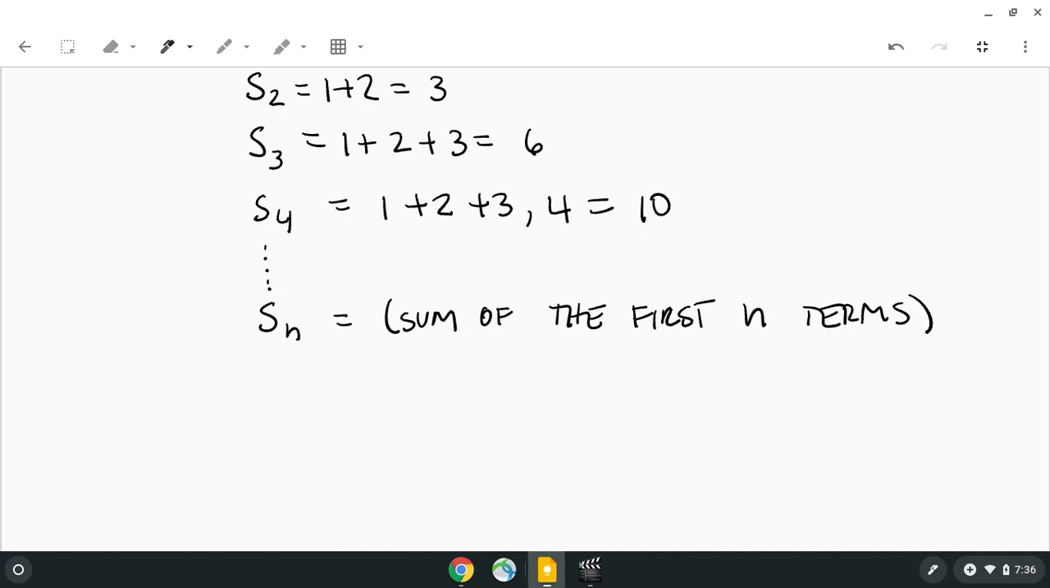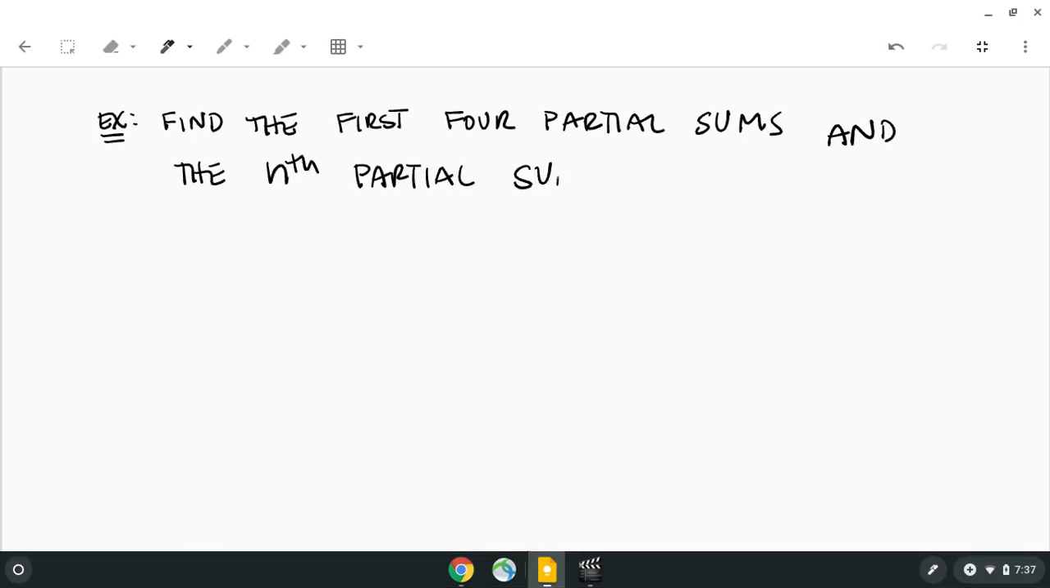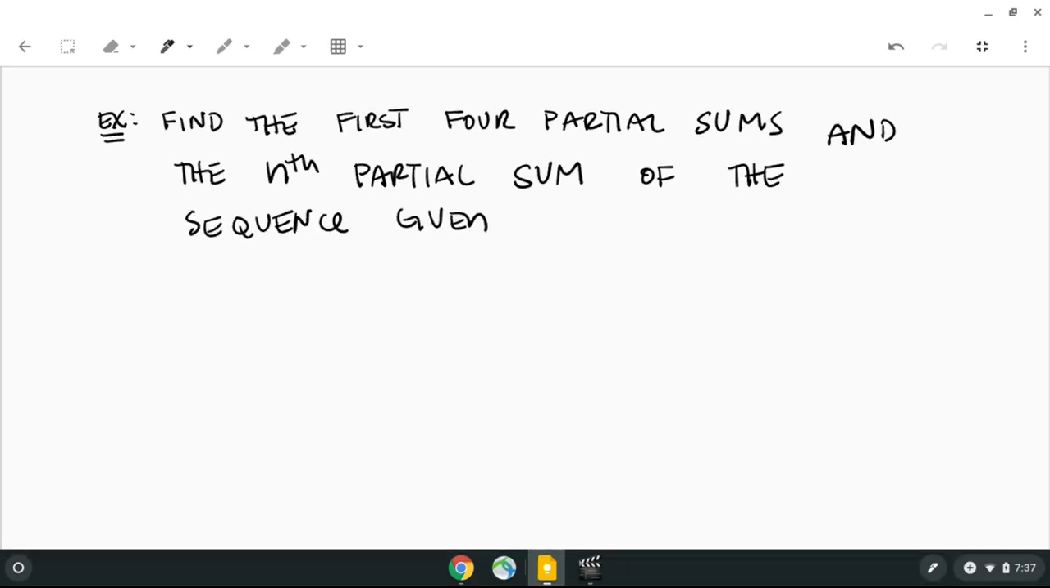All right, so let's have a look. Find the first 4 partial sums and the nth partial sum of the sequence given by a sub n equals 1 over 2 to the n.